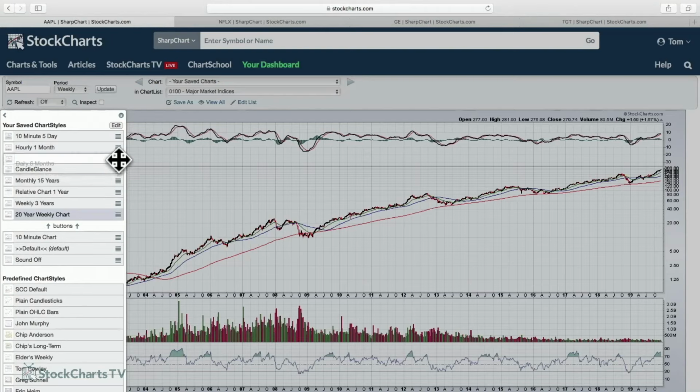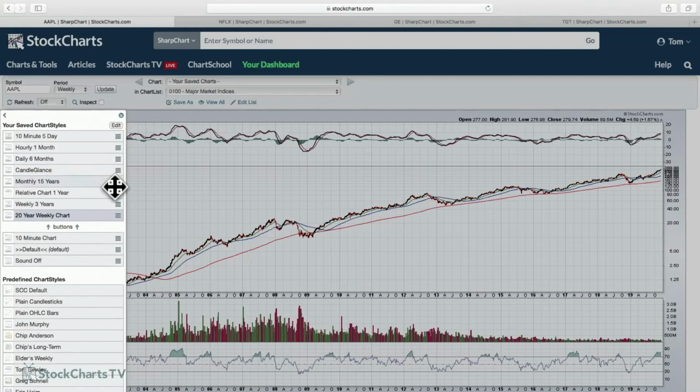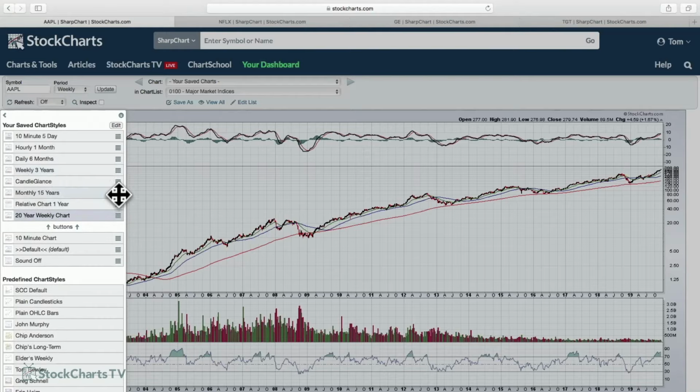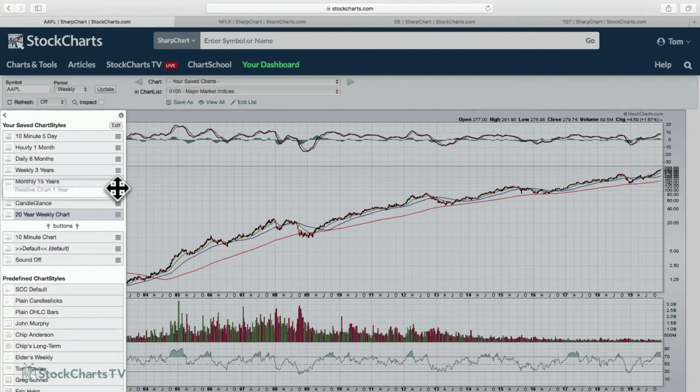Then I have my daily. Then I have my weekly 3-year. This is what I normally do. And then I have my monthly 15-year. And then I have my relative chart. And I would take these other two out because they normally are not what I would be looking at.